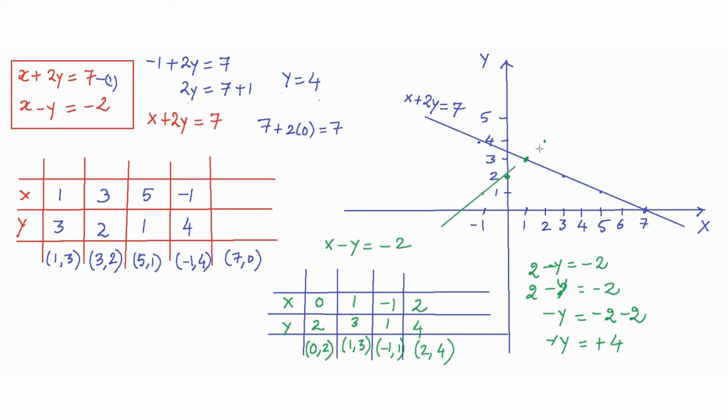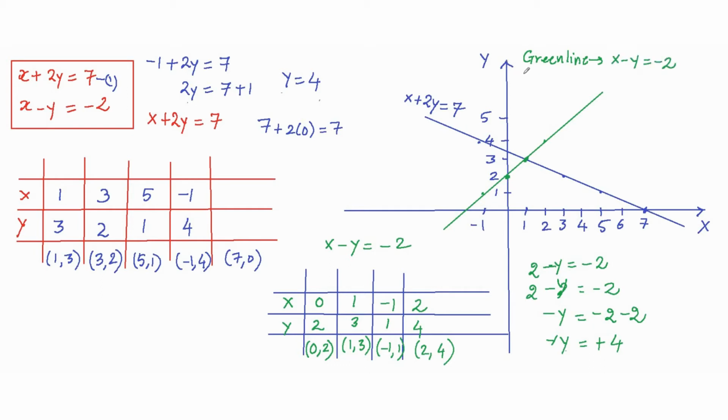And now what I'm going to do is draw a line that passes through these 4 points. So the green line represents all the points that satisfy the equation x minus y equal to minus 2. I think we should write that down here. So the green line is the set of all points that satisfy x minus y equal to minus 2.